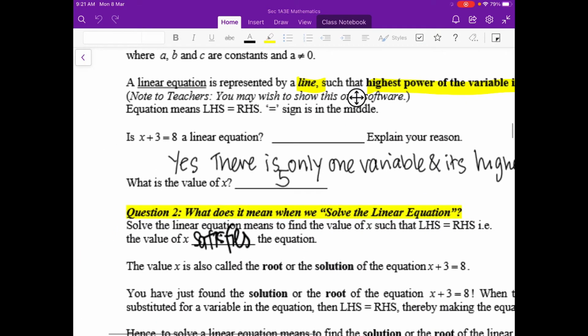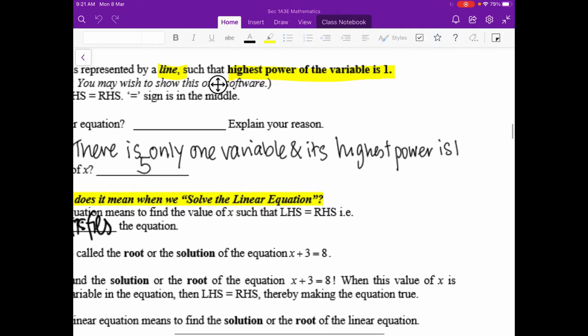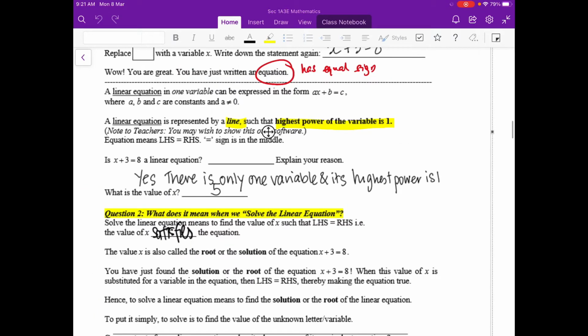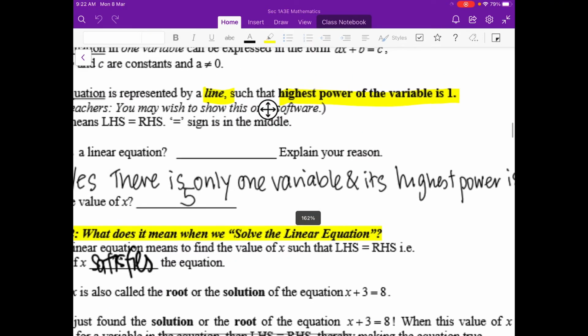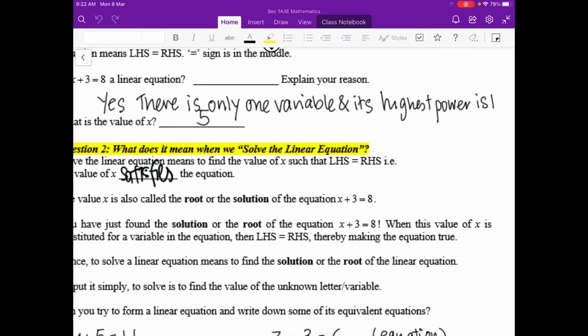So is x plus 3 equal to 8 a linear equation? Yes. Explain. There is only one variable and the highest power is 1. So copy the answer down over here. Yes, there is only one variable. The highest power is 1. And then what is the value of x? All of you knew already. It was 5. The value of x was 5.